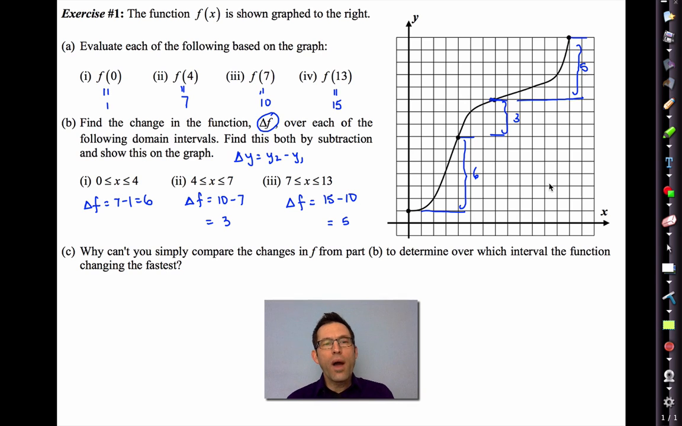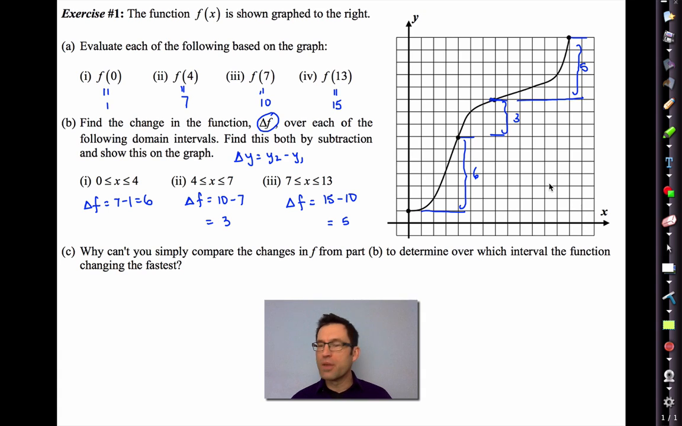Now, letter C is an important question. It says, why can't you simply compare the changes in f from part B to determine over which interval the function is changing the fastest? Why can't we just say, well, clearly it must be changing the fastest over the first interval because it increased by 6, and then the last interval because it increased by 5, and then the middle interval is only increasing by 3? Why can't we use that to talk about how fast the function is changing?